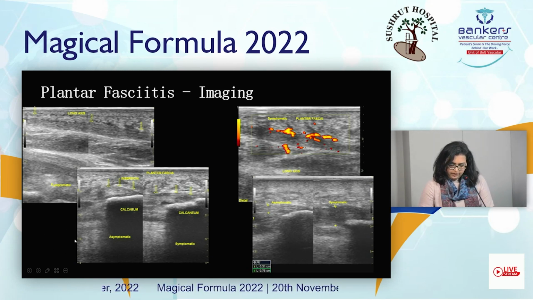The same thing, this is at the calcaneal attachment. At the insertion, this is the asymptomatic side and this is the symptomatic side. Here you can appreciate that there is a hyperechoic and linear appearance, whereas it is hypoechoic or dark areas suggesting edematous changes at this side, and also there is thickening of the fascia at its insertion. When you put a Doppler, you will see that there is vascularity around it.